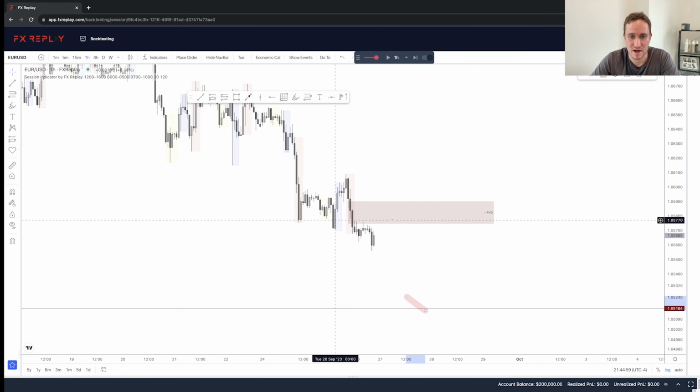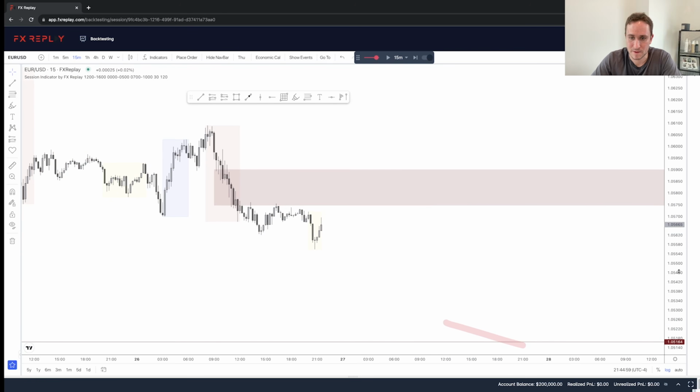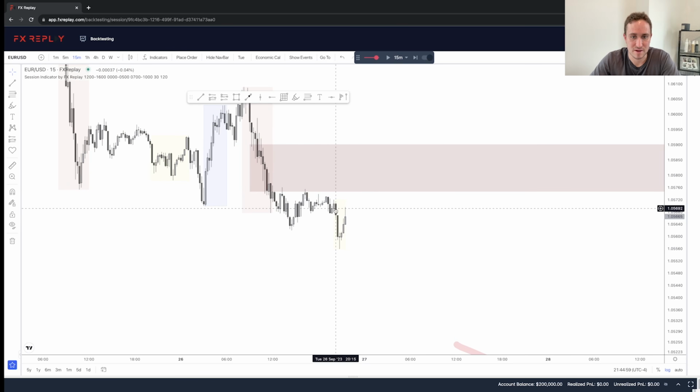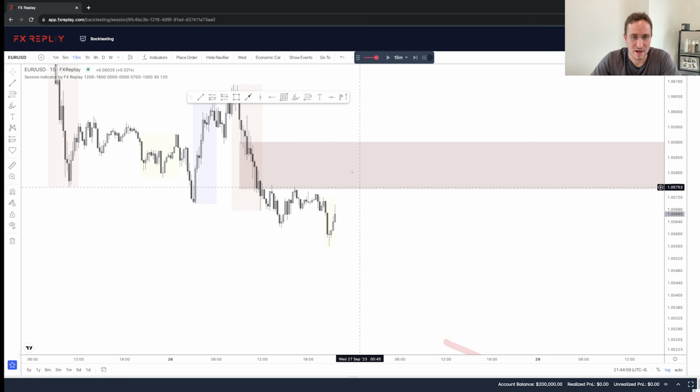Then after the hourly time frame, we see what's going on here. We jump down to the 15-minute time frame, right? If I'm looking at the 15-minute time frame right now, I see a bunch of order blocks over here. I see an imbalance up here, right? But most importantly, I see Asia high over here, right?